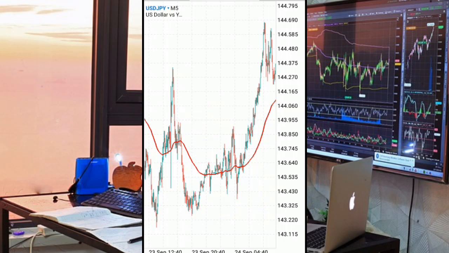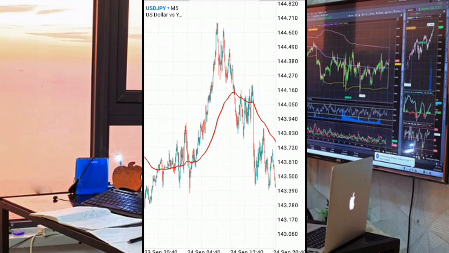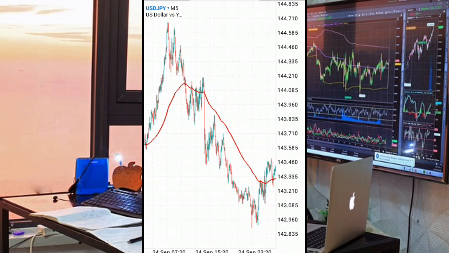So guys, this is what we are going to be using today to guide us on how to place our buy or sell entries. This red line you keep seeing here is the moving average. That's why we have it on the screen. It's an indicator set up on MT5 as a moving average. And then this is what we are going to do.